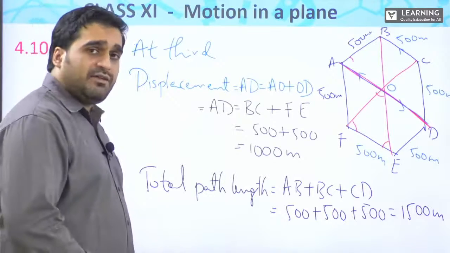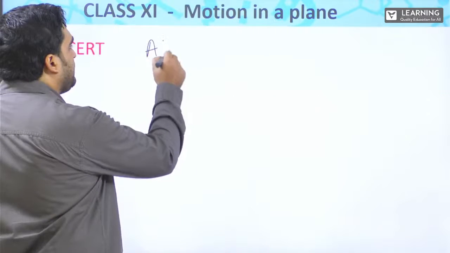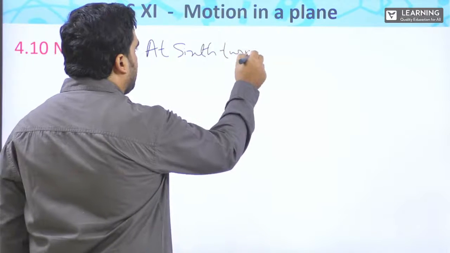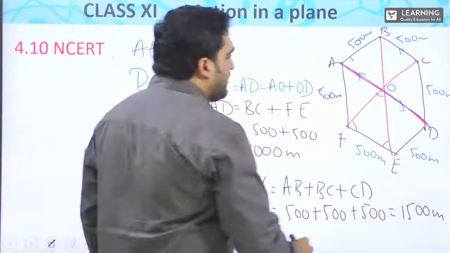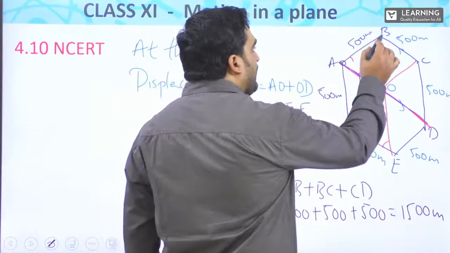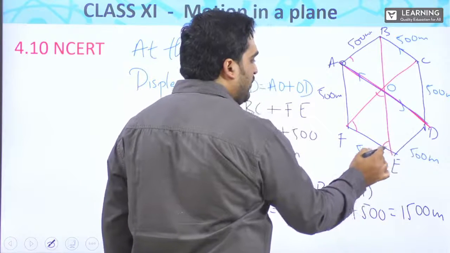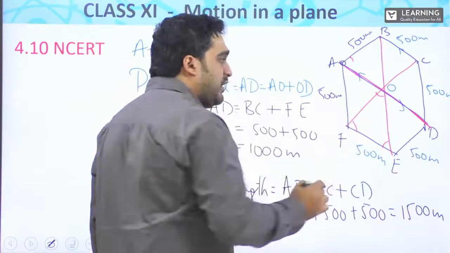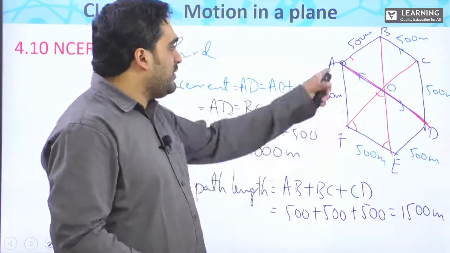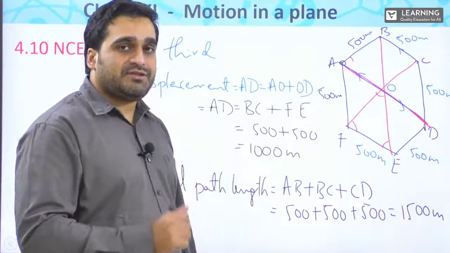So let's have a look at the sixth turn. We'll make a note. At sixth turn. So let's go back and see the sixth turn. You're starting from A. So the first turn you make, 1, 2, 3, 4, 5, 6. You land at the same spot. Okay. So you start from A, go around, and you land at the same spot.